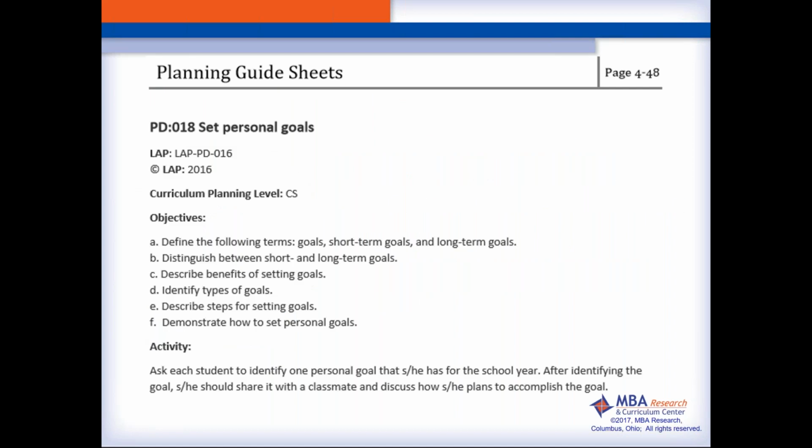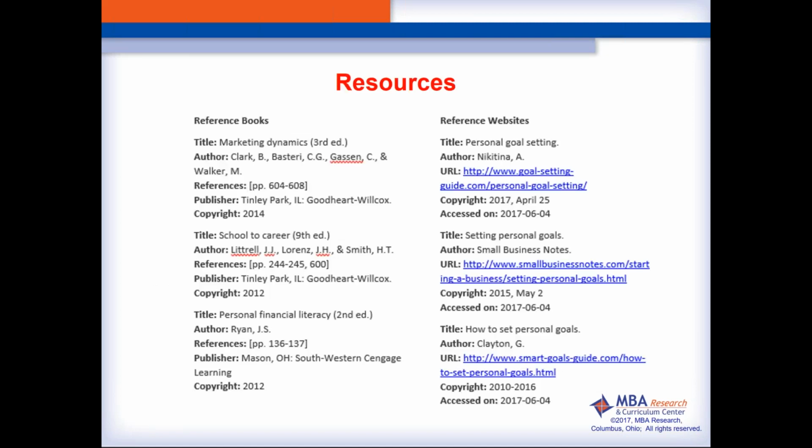So here you see a sample of a planning guide sheet on setting personal goals. The objectives are here, and then there's what I call a lesson plan starter. We call it an activity, but really it's to help you think about how you want to teach this. If you don't like the activity or you want to add to it, we also provide a whole list of resources, including books and websites, and those websites might be videos, reading, or an activity, and those are for each and every one of the performance indicators for each day that you're going to be teaching.